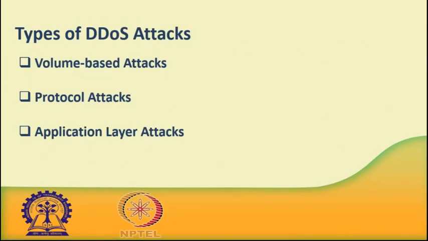Now, there are different types of DDoS attack. DDoS attacks can be broadly categorized into three categories. Number one, volume-based attack. Number two, protocol-based attack. And number three, application layer attack.